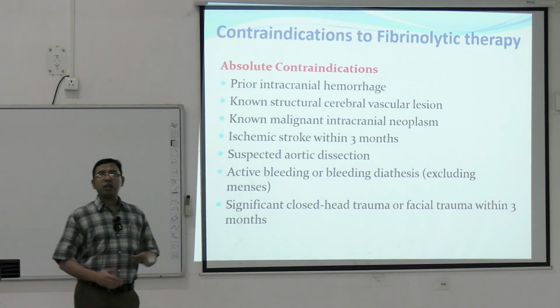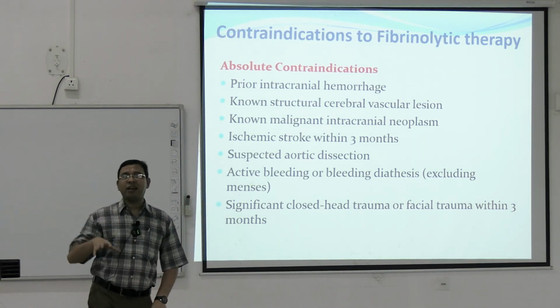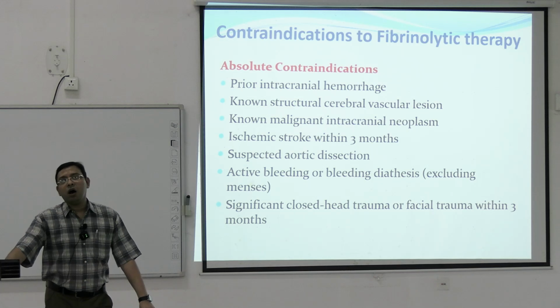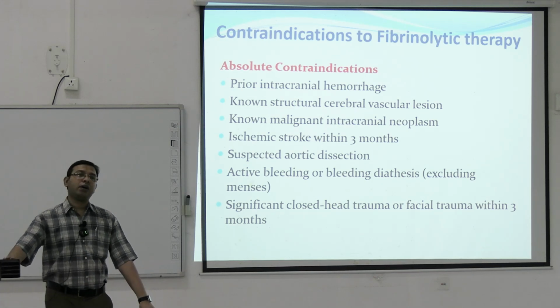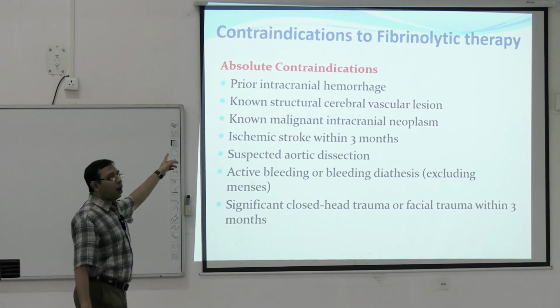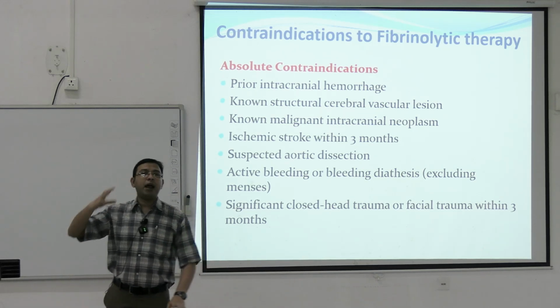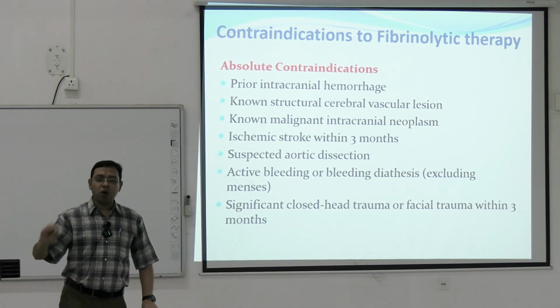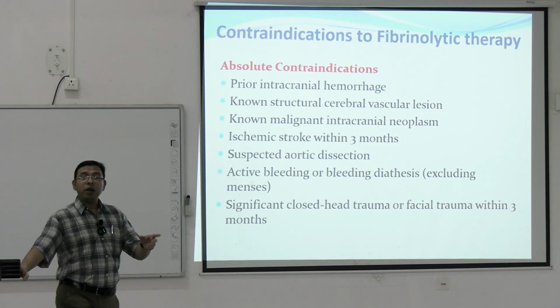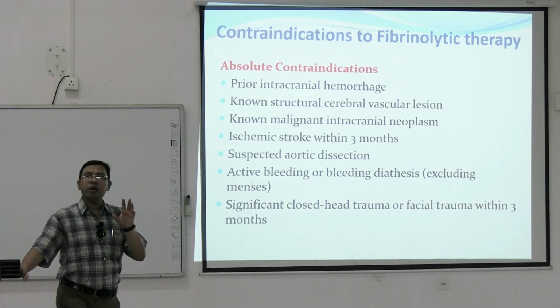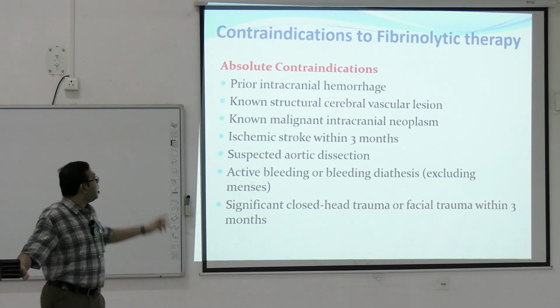There are some contraindications of the fibrinolytic therapy. So there are checklists. We cannot give all patients with myocardial infarction a fibrinolytic, because if there is some prior intracranial hemorrhage, a history of hemorrhage within the brain, we should not give the thrombolytic therapy. In these patients, we have to do percutaneous coronary intervention, PCI.